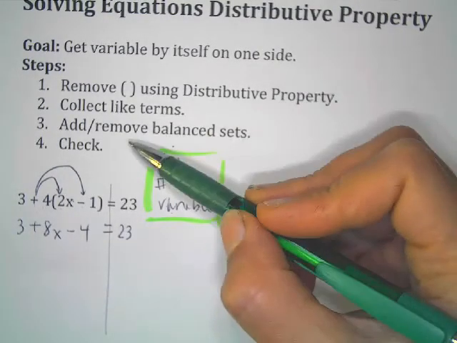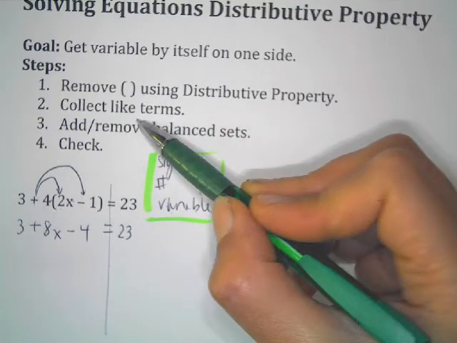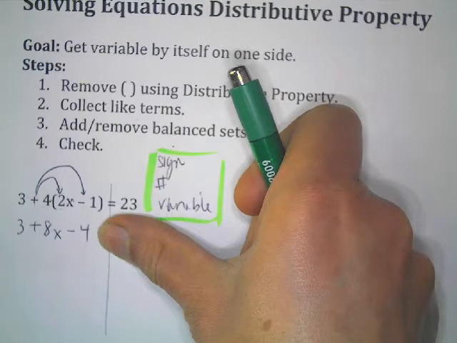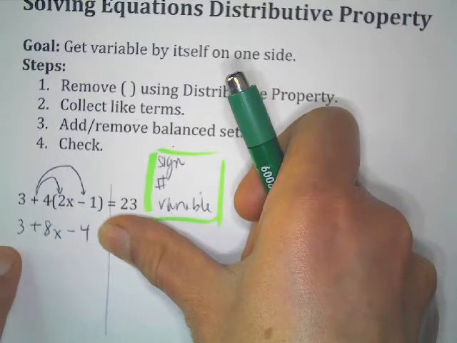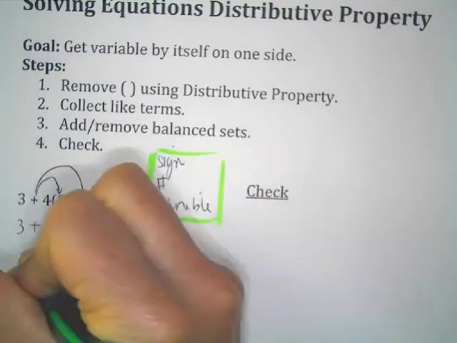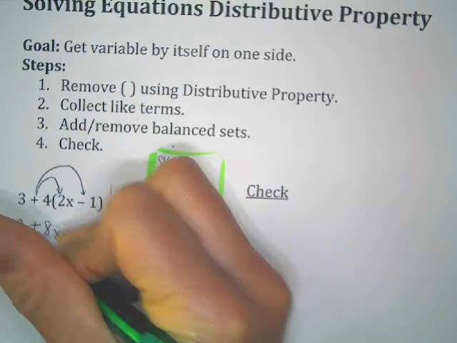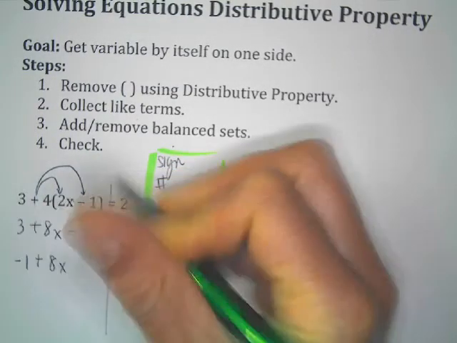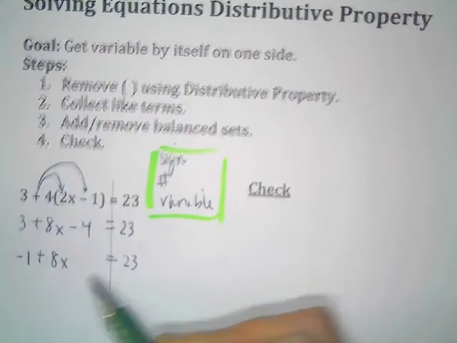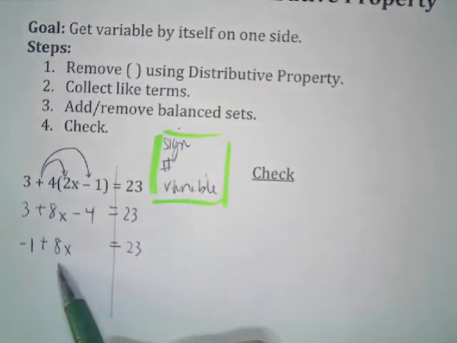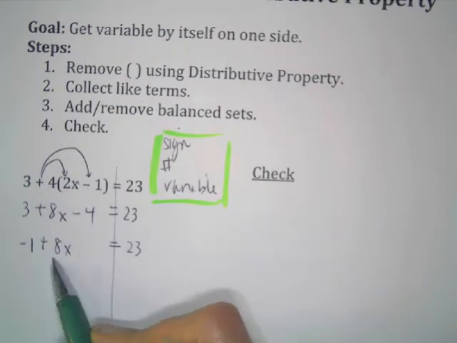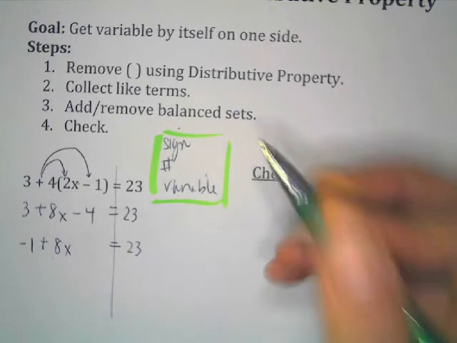Then I'm going to look and see: I removed any parentheses, do I have any like terms to combine? I like to cover up one side, and so I'm looking at this side and I see a 3 and a negative 4 are like terms. So 3 minus 4 is negative 1, and I have the plus 8x. Bring the equal sign straight down, bring the 23 straight down, and then I ask myself, is the variable by itself on one side? No, I've got this minus 1 and 8 that I need to deal with.